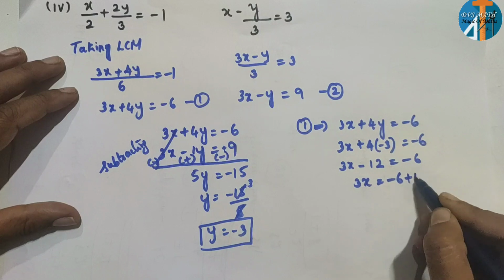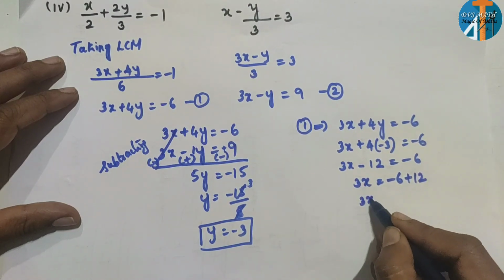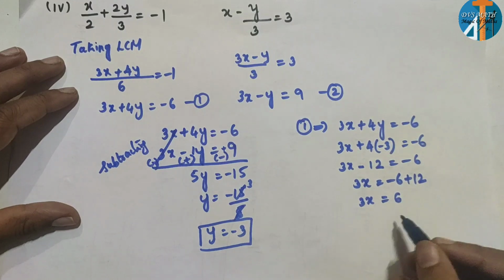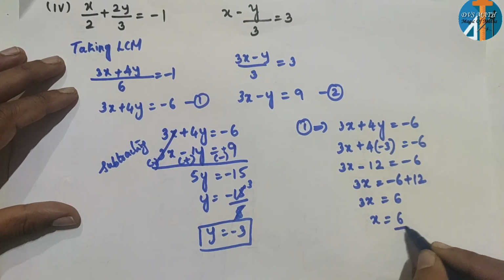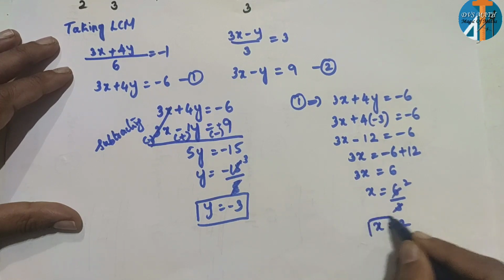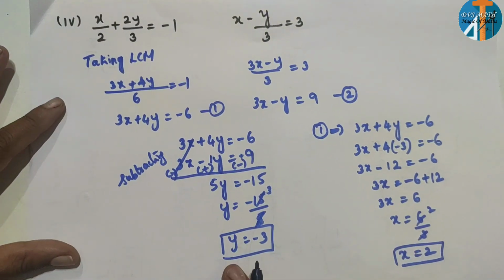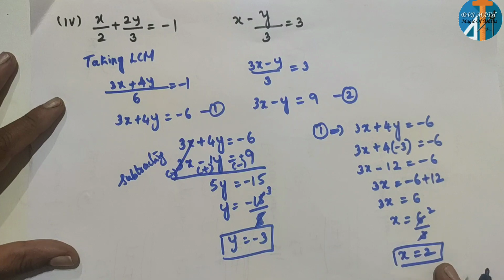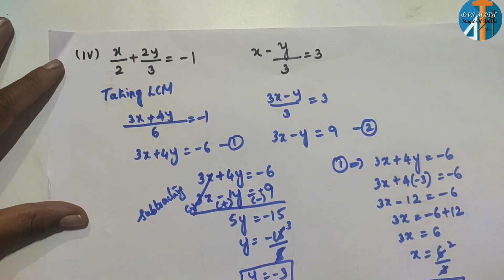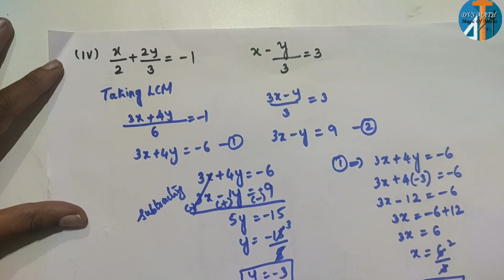Here minus 12 becomes plus 12. So 3x is equal to 12 minus 6. Minus 6 plus 12 means it's 6. X is equal to 6 by 3. So 3 2s are 6. So x is equal to 2. So here we got y is equal to minus 3, x is equal to 2. So these are all the 4 sub questions in question number 1.